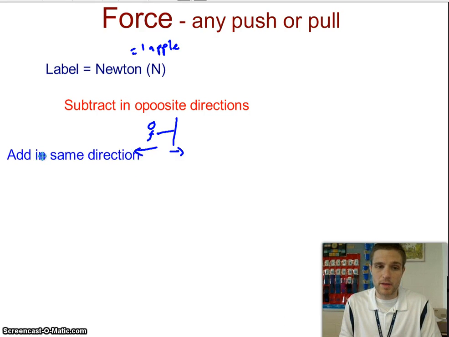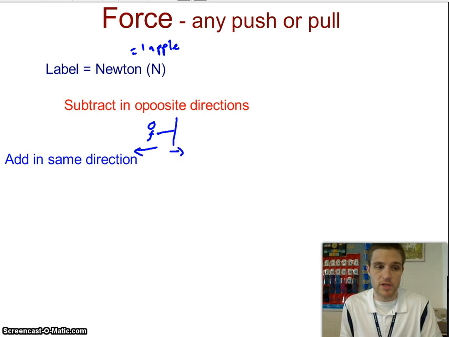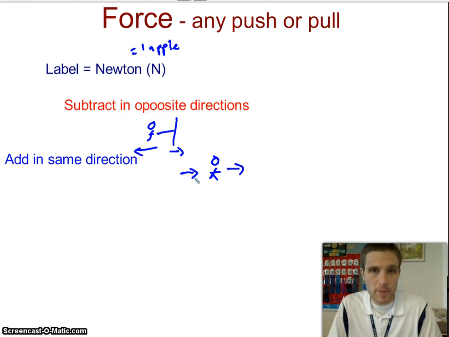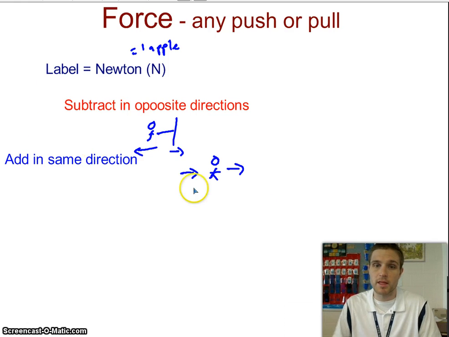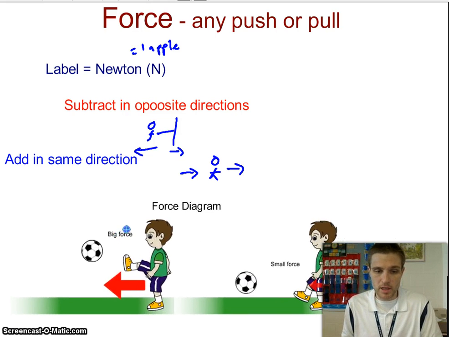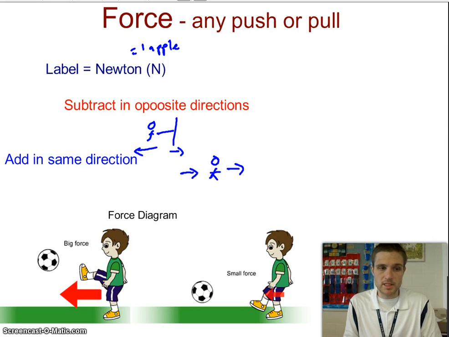Now, as you would probably have guessed, if they're going in the same direction, I'm going to add them. So like, let's say I'm running on a track, I'm running this way, the wind is pushing behind me, I'm going to add those two forces together because they're going to reinforce each other to make things go a little bit faster.